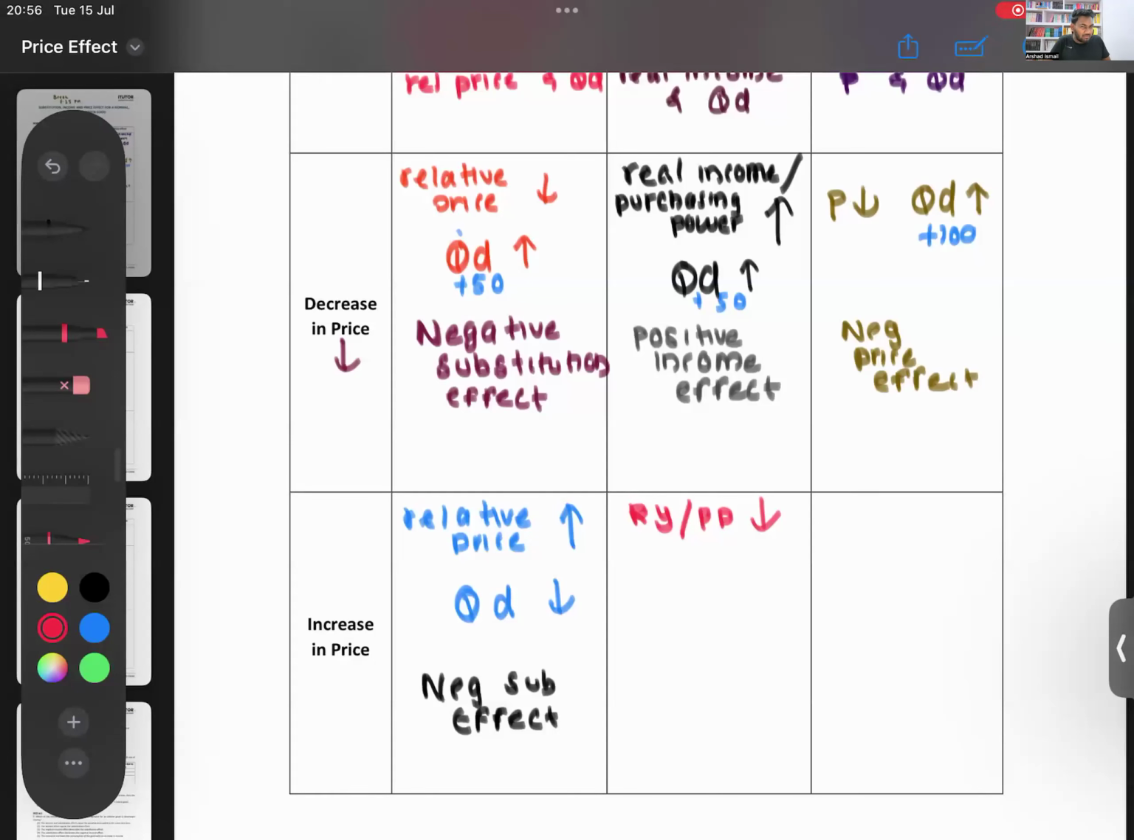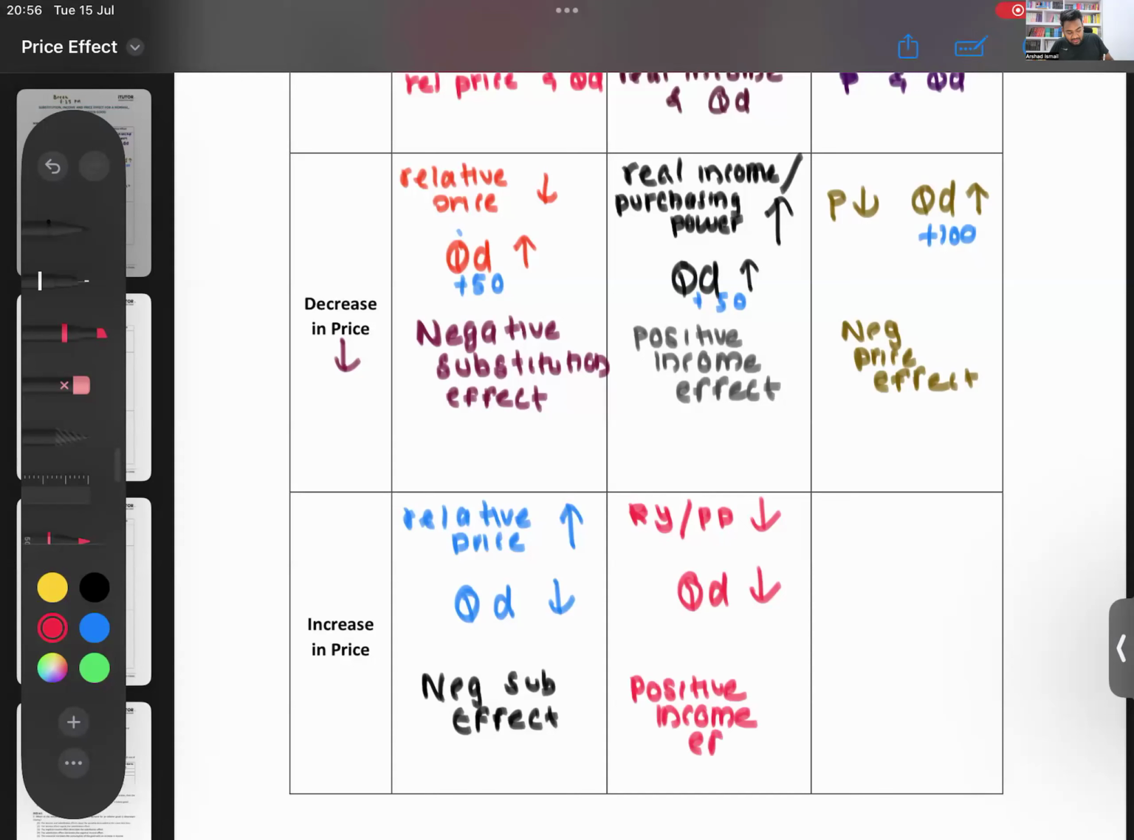When your real income comes down, we are talking about a normal good. Normal good, income comes down. What happens to quantity demand? Quantity demand will decrease. So that means there is an income effect. Real income decreasing, quantity demand also decreasing. Both the variables are going in the same direction, meaning there is a positive income effect.